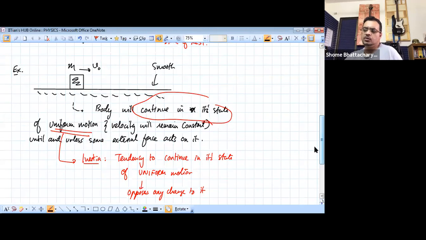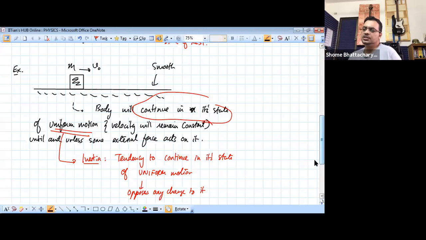Or in laws of motion language, we say it will continue to have a uniform momentum, that is mass into velocity, until and unless we apply some external force on it. So that until and unless term, that is the property of inertia. It resists the change in momentum until and unless an external force is acting. So that is the inertia of motion.